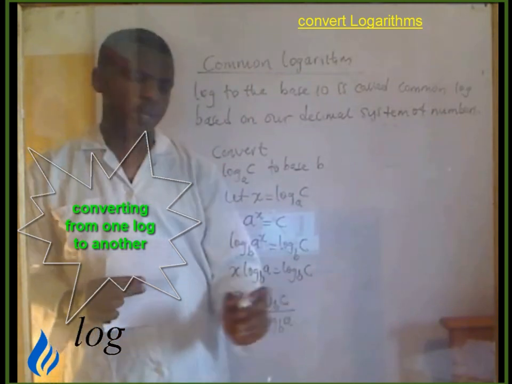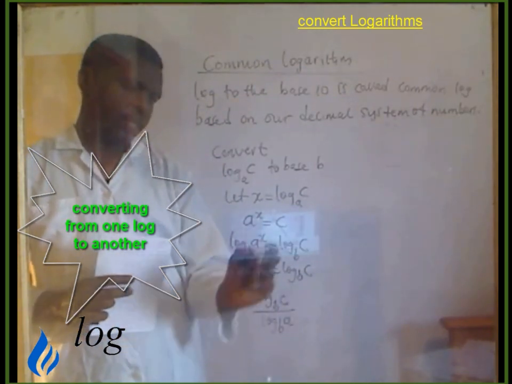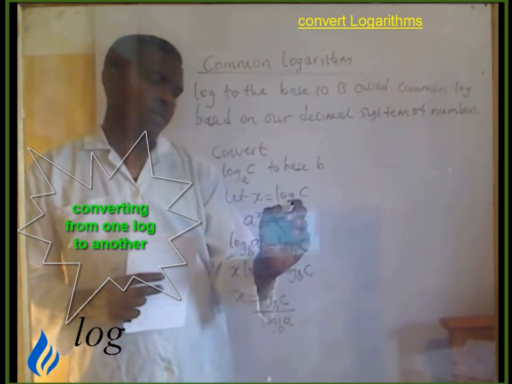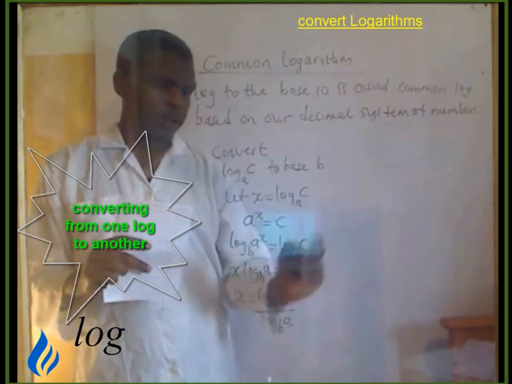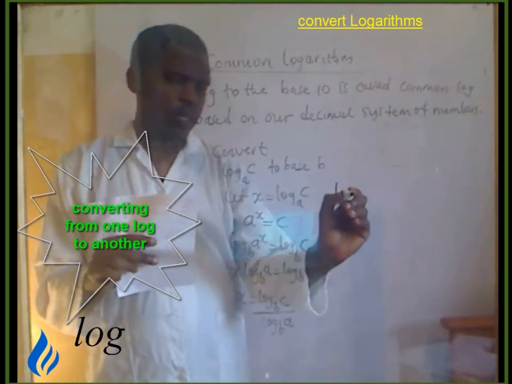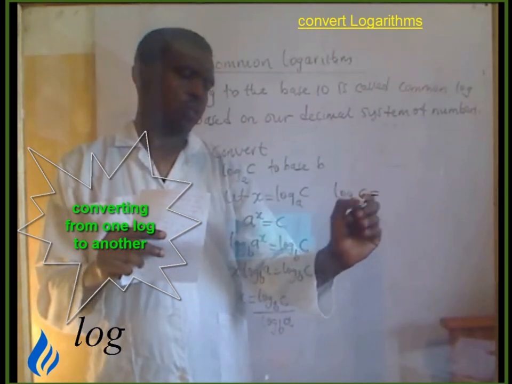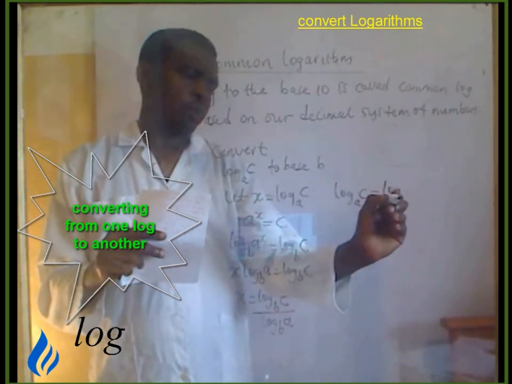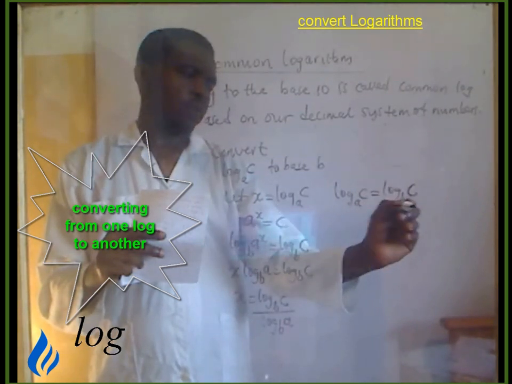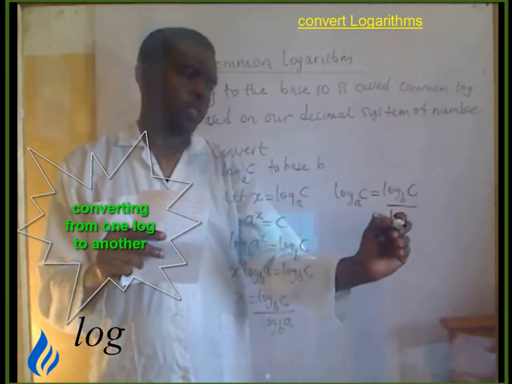Then what do I know? I know that x is equal to log base A of C. So I'm saying here that log base A of C is equal to log base B of C all over log base B of A.